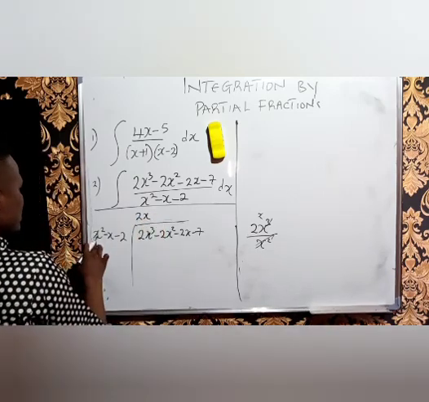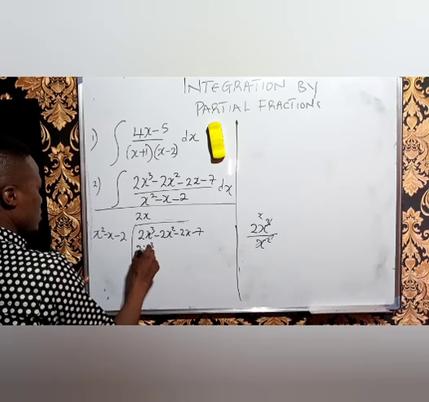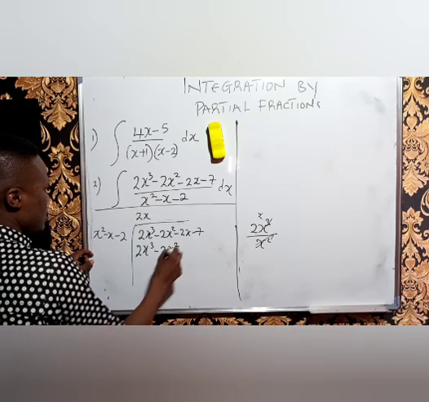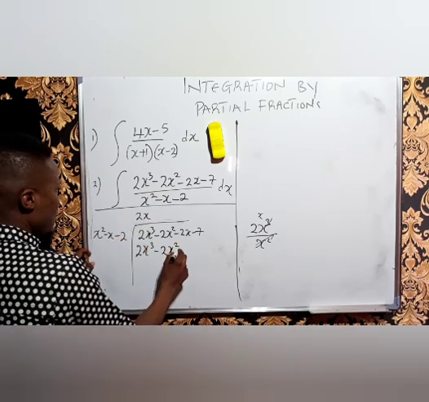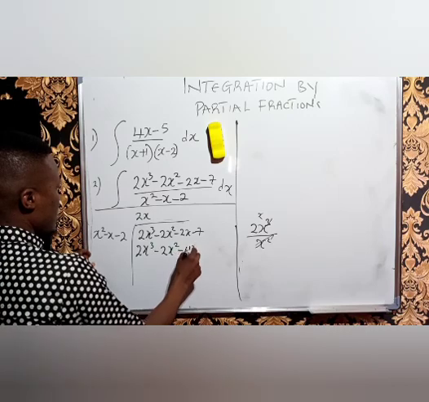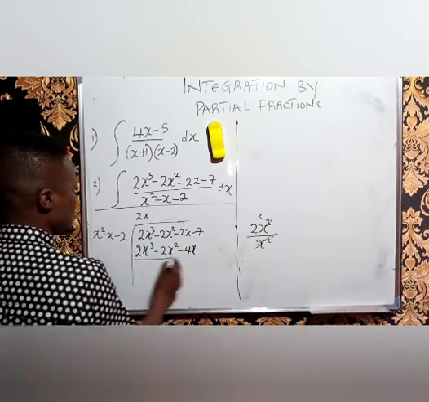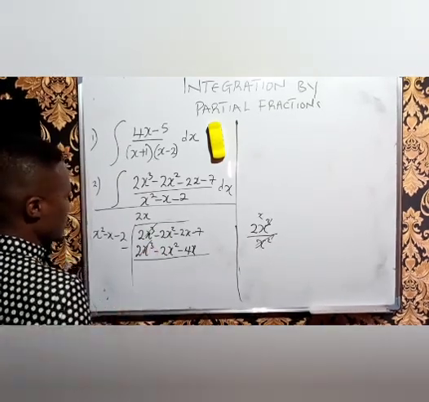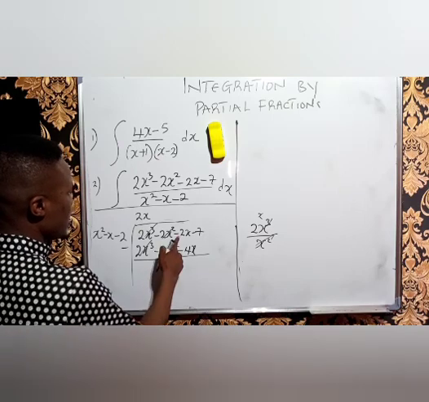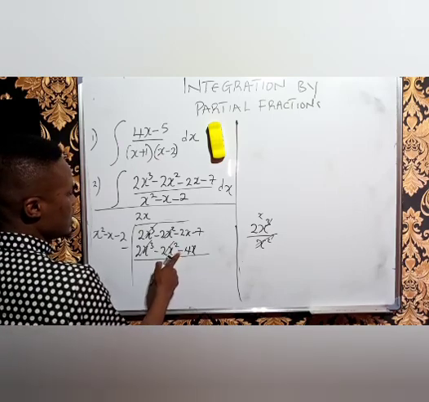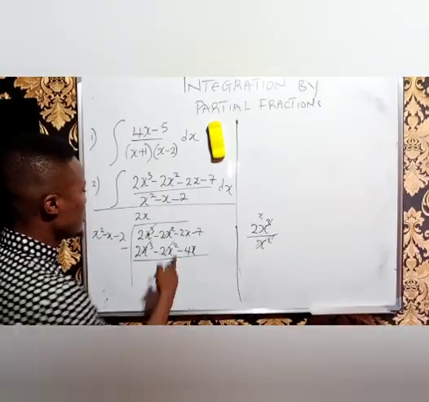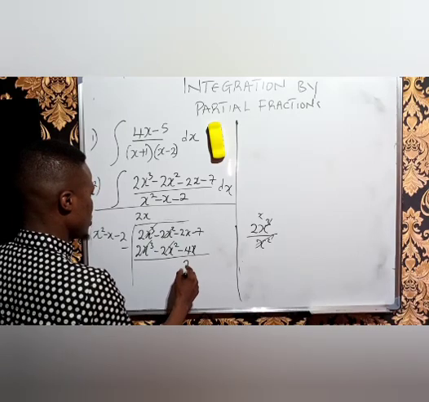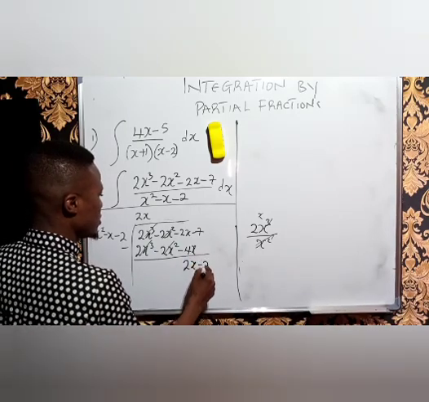2x times x squared will give me 2x cubed. 2x times minus x will give me minus 2x squared. 2x times minus 2 will give me minus 4x. Okay? Then I subtract, the same way you do with your long division. This has subtracted this. This has killed this. Then minus 2x minus minus 4x is the same thing as minus 2x plus 4x, which is just 2x. Then I'll bring down minus 7.